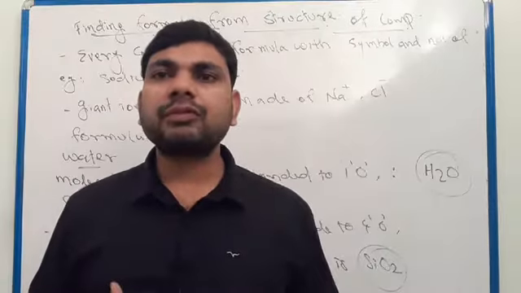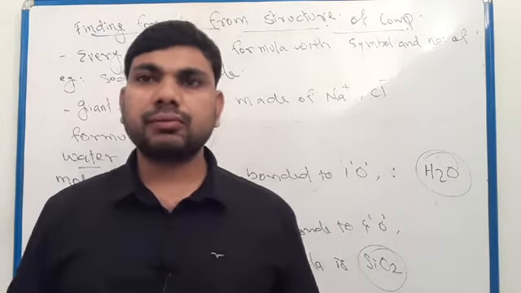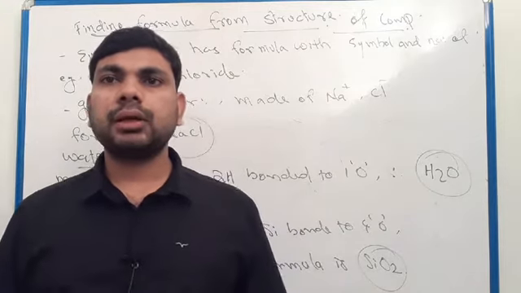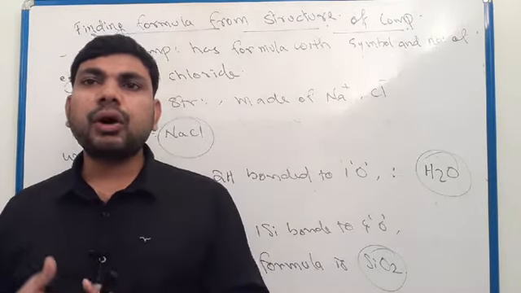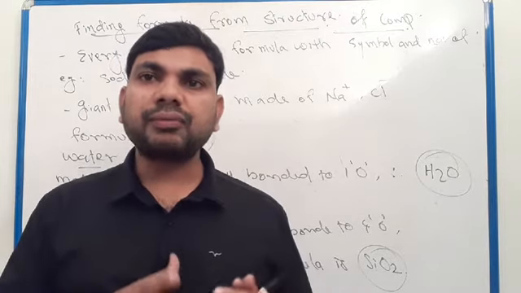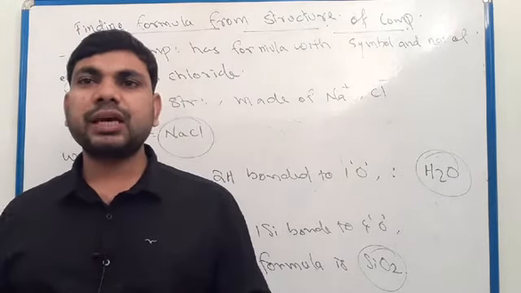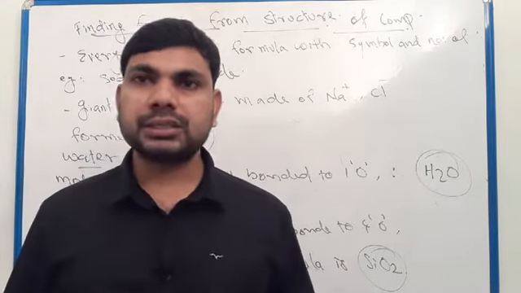Next we discuss making a formula from the structure of a compound. We know every compound has a definite formula, and this formula contains different symbols of the elements and different numbers.